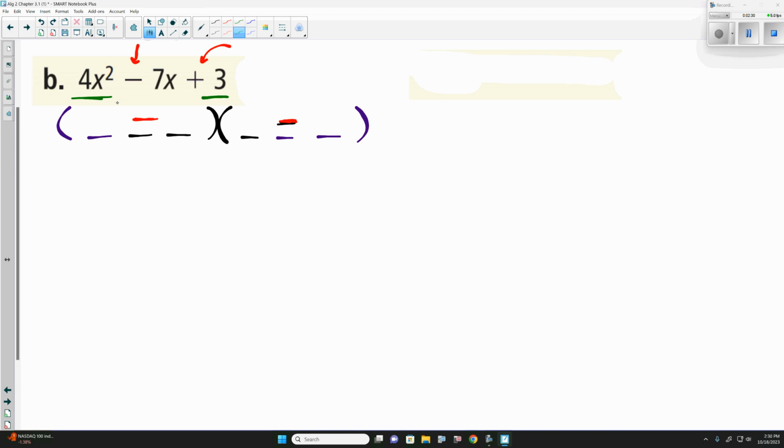Now at this point here, we need to find the factors of the first and third term. So we're finding the factors of 4x squared and 3. Well, with our 4x squared, the x squared's factors are going to be x and x. Now we will need to figure out the factors of 4 that we want to use. Well, our factors of 4 are either 1 and 4 or 2 and 2. Which one do we want to try first? 1 and 4 or 2 and 2? 2 and 2.